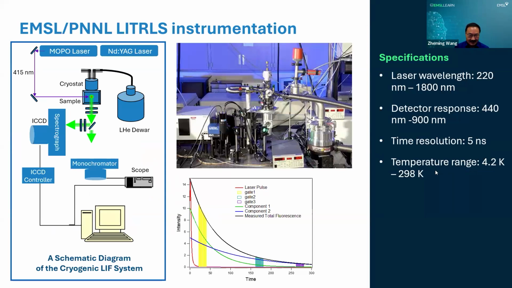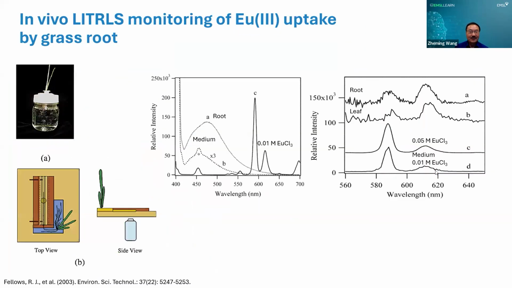For example, this is the specific spectrometer we have. We can change from room temperature to liquid helium temperature. And I just show one example here. We were able to use this technique to see how trivalent europium is taken up by plant root. We can do this in situ, in vivo. And we can discriminate the strong fluorescence from the root, like tryptophan and other root fluorescence species, and selectively see the europium that binds to the root and is transported from the root to the leaves.